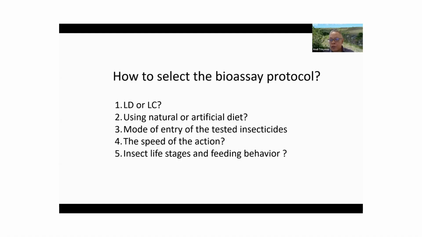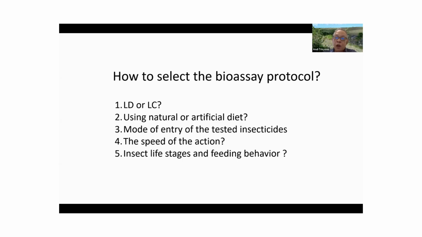Second, you have to think about whether you are going to use natural diet or artificial diet. Sometimes it depends on the availability of the mass rearing procedure. If artificial diet is available, in many cases it's much better because it's going to be less laborious than using the natural diet. The third one, we should also know about the mode of entry of the tested insecticide.